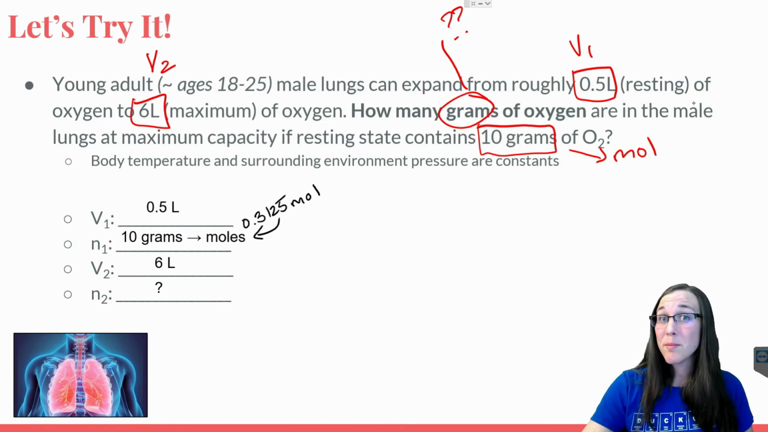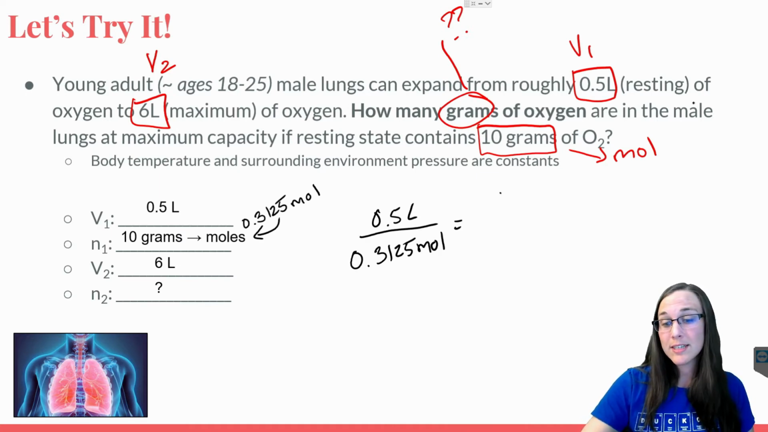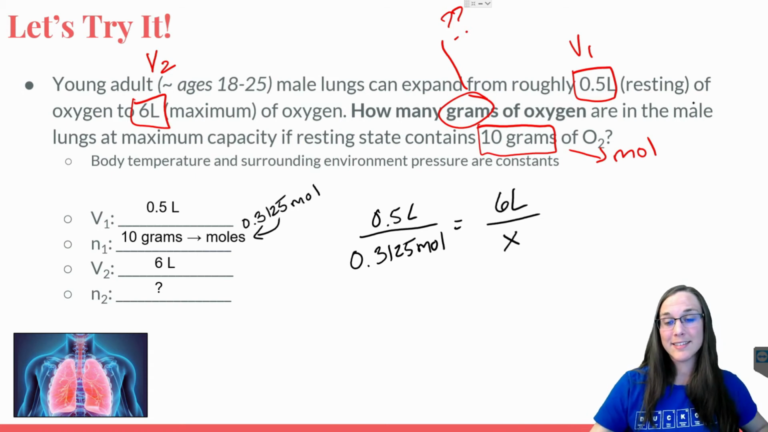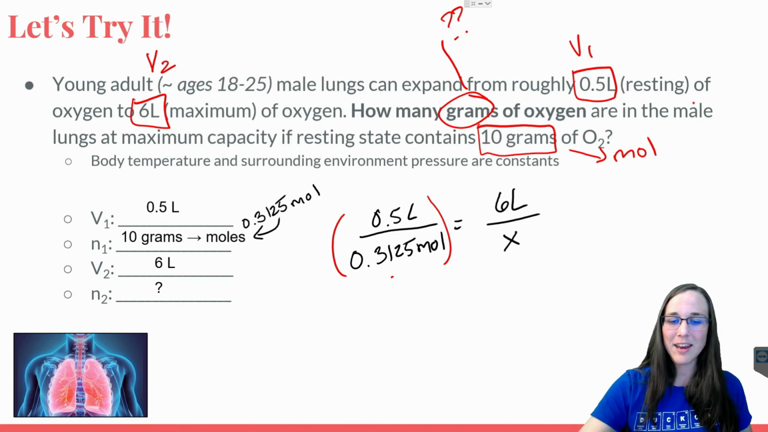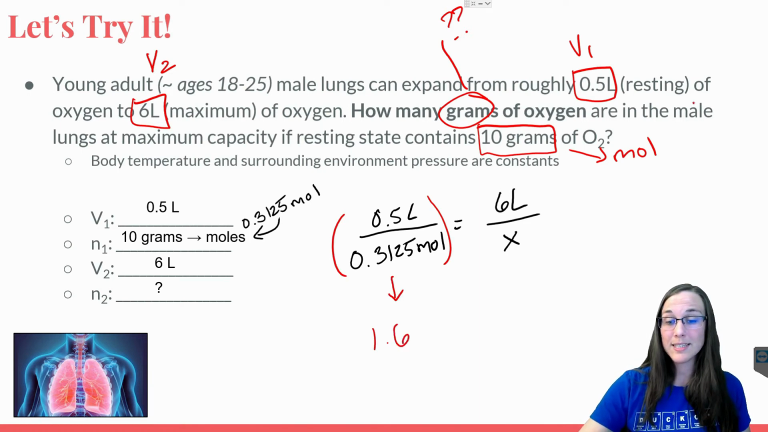Now that we know the moles that are at resting state, we can plug it into Avogadro's setup. We're going to have our 0.5 liters over 0.3125 moles, set equal to 6 liters over X. Now we just have to plug and chug into our calculator. 0.5 divided by 0.3125 gives us a value of 1.6. That's still set equal to 6 over X.